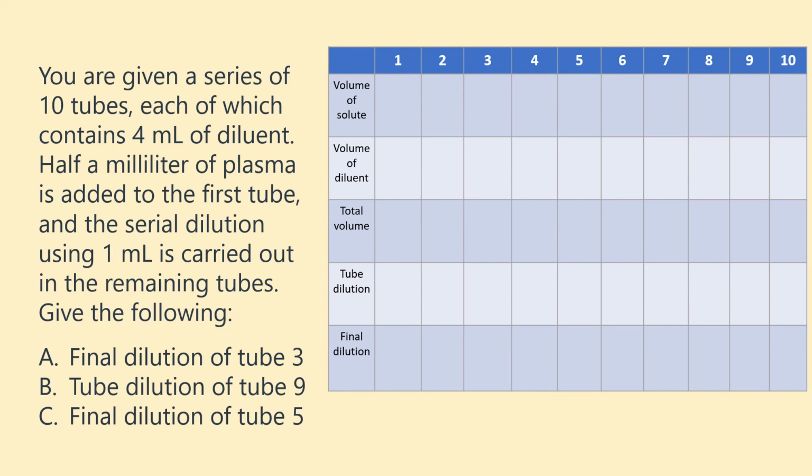So you are given a series of 10 tubes, each of which contains 4 ml of the diluent. So you have here 4 ml from tube 1 to tube 10. That means they have the same amount of diluent.